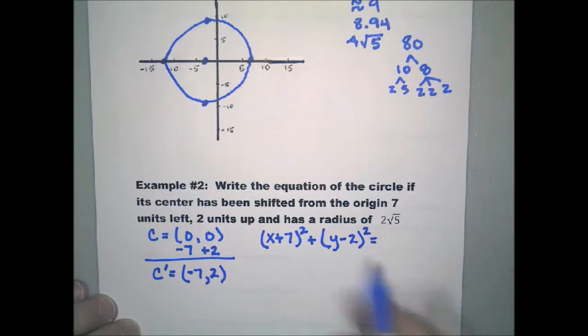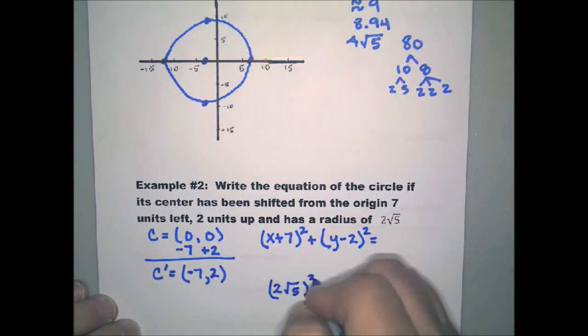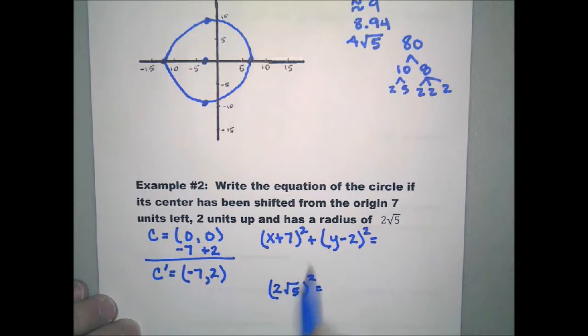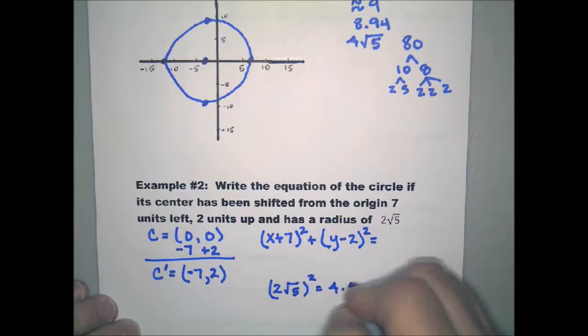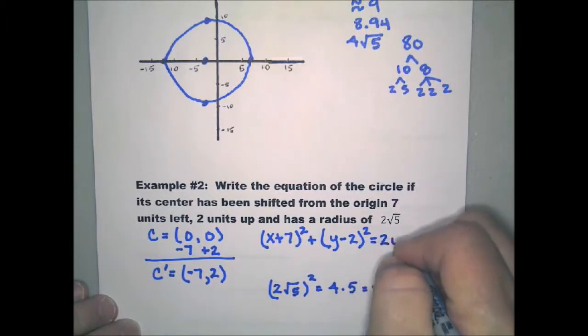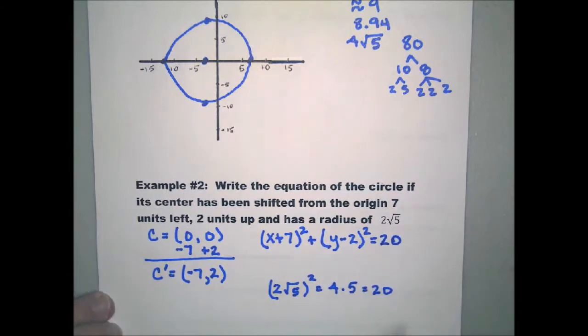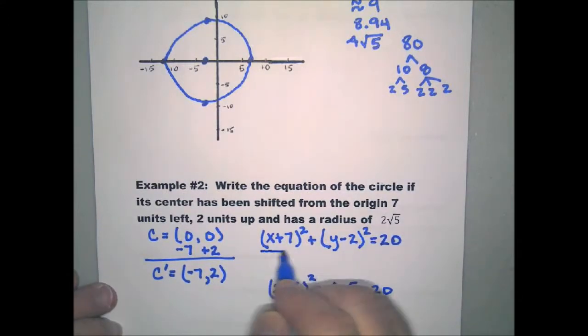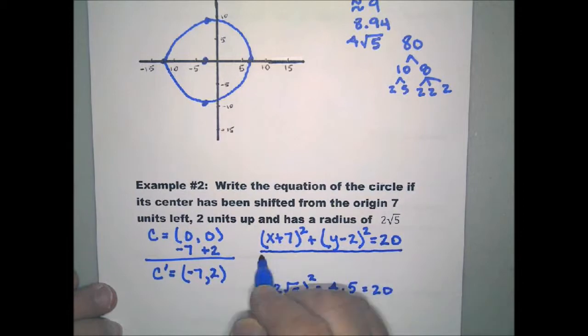So if the radius is 2 square root 5, then I simply need to square that. Now, 2 squared is 4, and then the square root of 5, when it's squared, is 5. So the answer is 20. So that's 20 right there. And that's the equation of the circle.